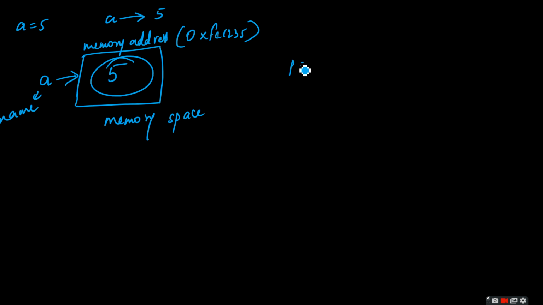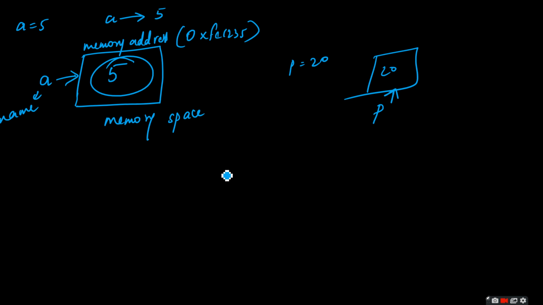If you are writing P equal to 20, it means P is not storing the value 20. Instead of that, P is the name of the area where 20 is stored. P is just a name. Inside the area pointed by P, the value 20 is stored. That means P is pointing to 20, or P is pointing to the area where 20 is stored.